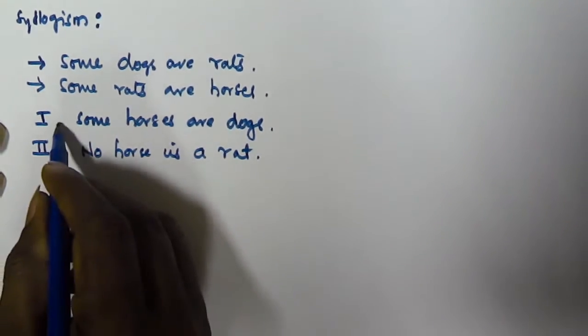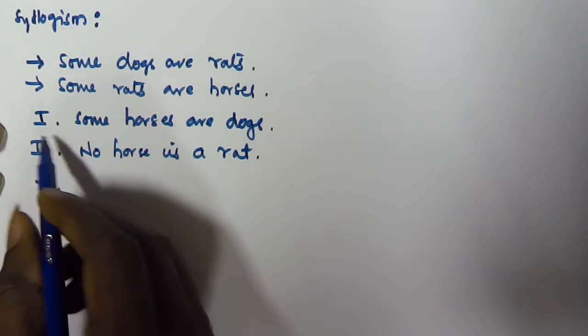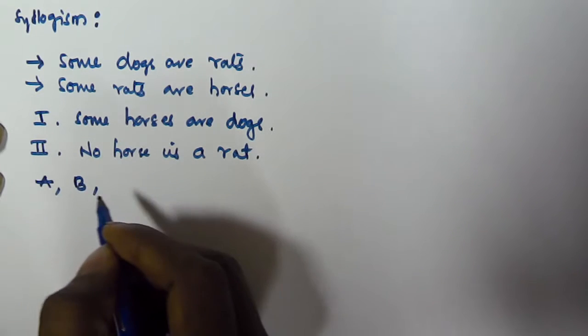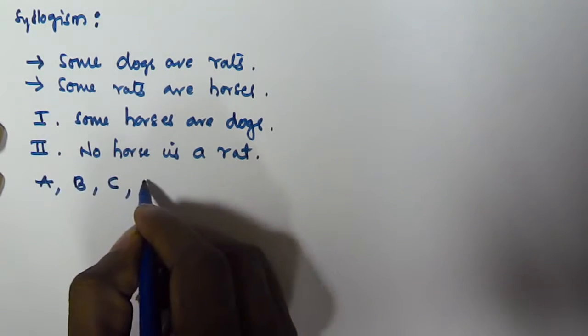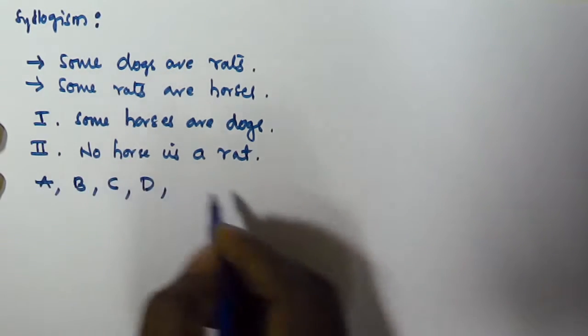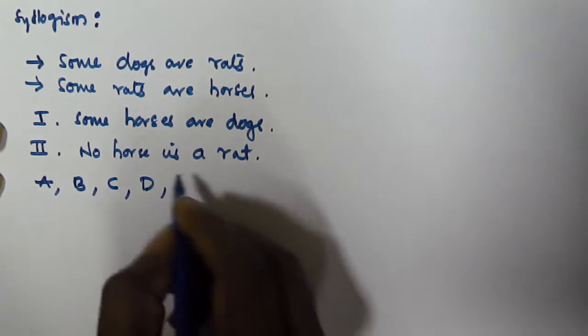If the first conclusion alone is true, then we have to select option A. If the second conclusion alone is true, we have to select option B. If either the first one or the second one is true, we have to select option C. If both are false, then we have to select D. If both are true, then we have to select option E.